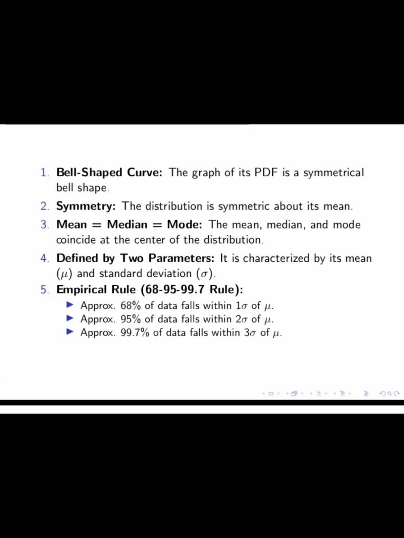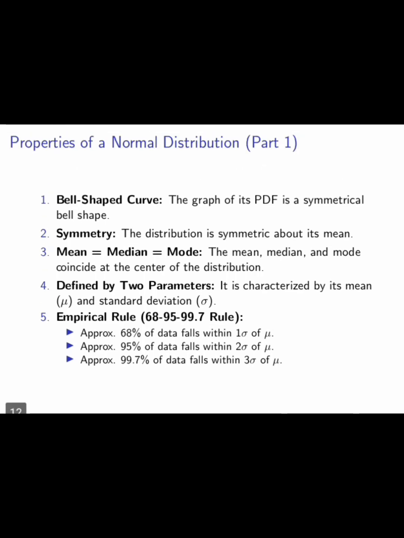They are defined by 2 parameters, that is, it is characterized by the mean and standard deviation. Are you getting it? So it also has what we call the empirical rule. It has 68%, 95%, and 99.7%. If the data fall within 1 standard deviation, it is approximately 68%. If it is within 2, it is 95%. If it is within 3, it is 99.7%.